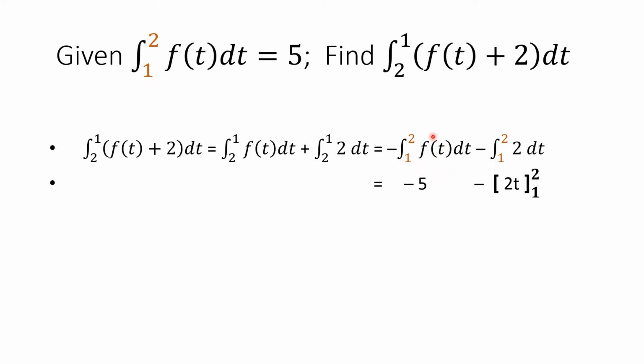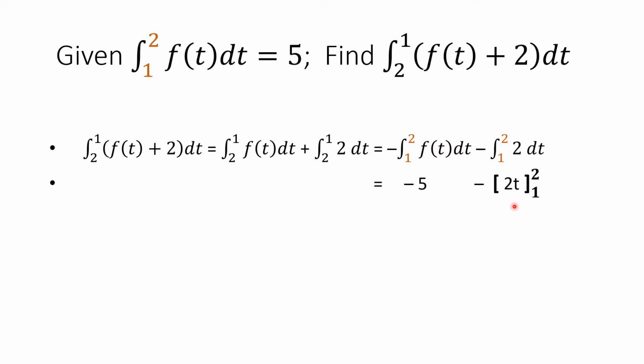This we already know that without the negative 1 multiplied, this will give us 5 based on this equation. So negative 5. And this we have to integrate 2 dt, that will give us 2t, and we have to evaluate the 2t between 1 and 2, where 1 is lower and 2 is higher.